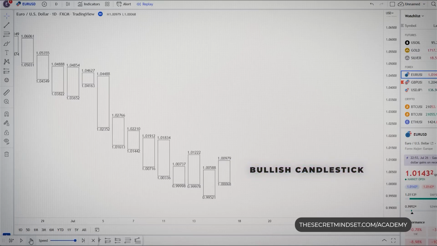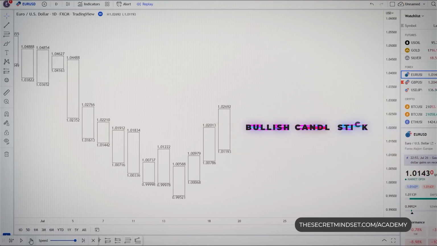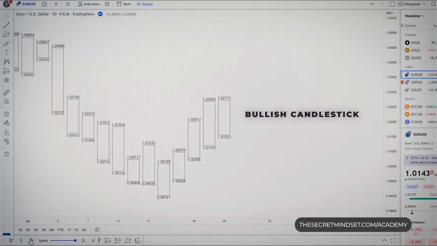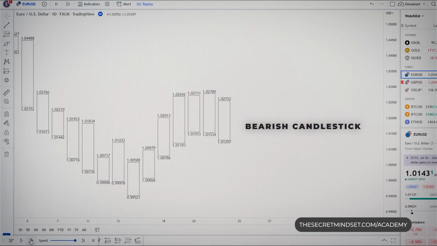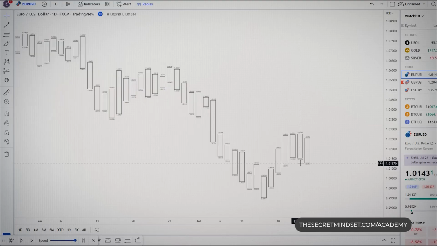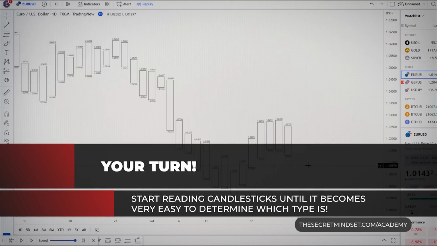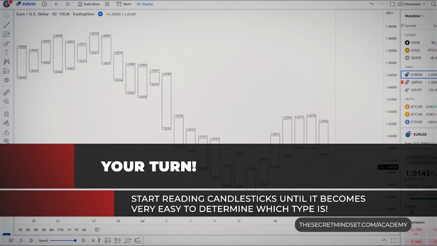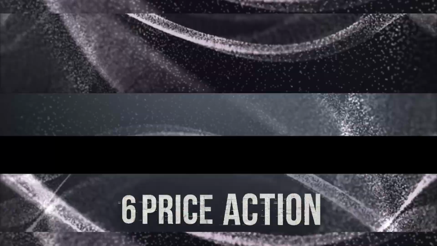Next is a bullish candlestick with a higher high and a higher low compared to the previous bar. Another bullish bar. And now trend seems to change to the upside. Bullish candlestick again. Another bullish candle. Next is an engulfing candle. And here's a bearish candlestick. You see just how easy it is to read price action. I'll say it again, you don't need to memorize other candlestick combinations. So to get used to the high-low charts, the first thing is to start reading candlesticks until it becomes very easy to determine which type is.